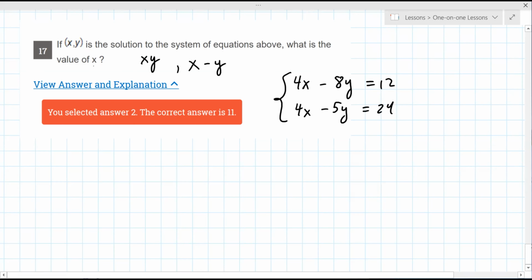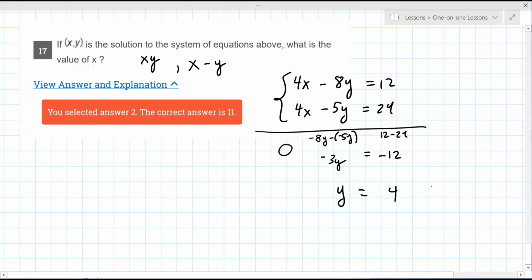So 4x minus 4x is 0. Minus 8y, I'm going to write it, but it's minus 8y minus a minus 5y. So minus 13y. These negatives become positive, and then you say 12 minus 24, right? It gives you minus 12. So y equals 4. Am I done?